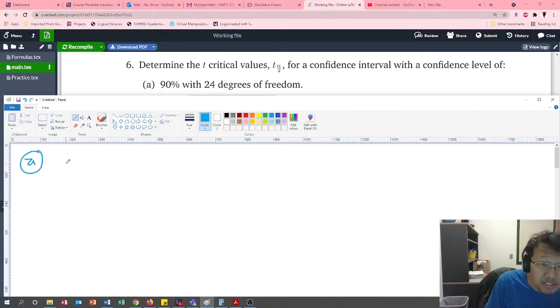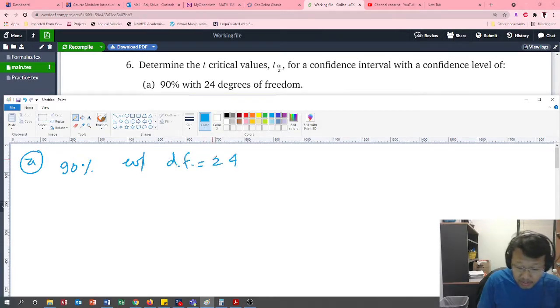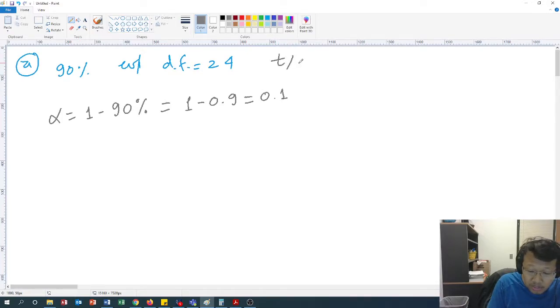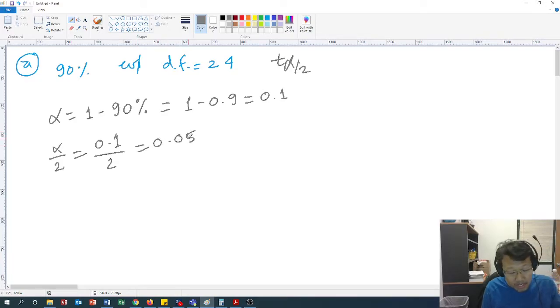Question A is simply saying 90% with degrees of freedom 24. All right, so that looks fine. So here 90% means, first of all, we need to find out what is alpha. Alpha is 1 minus 90%, which you might write as 1 minus 0.9, which is simply 0.1 or 10%. And we know that we need to figure out what is alpha over 2. Alpha over 2 is simply 0.1 divided by 2, which is 0.05. Okay, so that looks good.